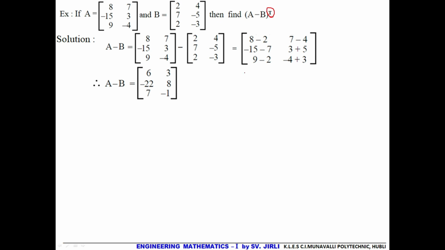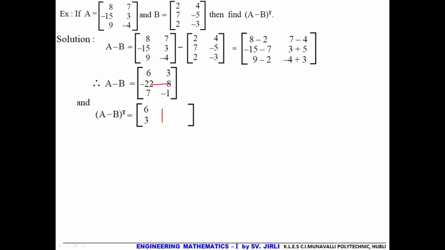And you see the question, (A minus B) raised to T. That means transpose of A minus B. Here we take (A minus B) raised to T. The transpose of A minus B we write. 6 3 is first row. Make it as first column.